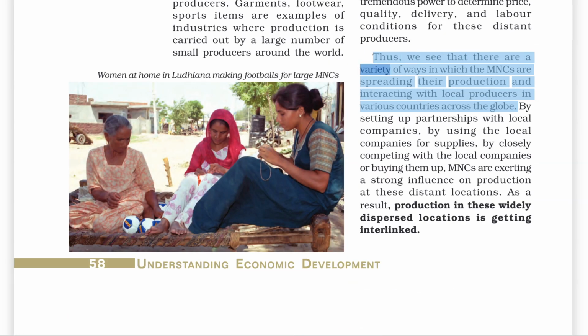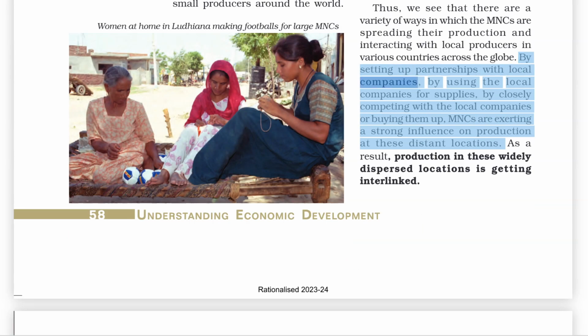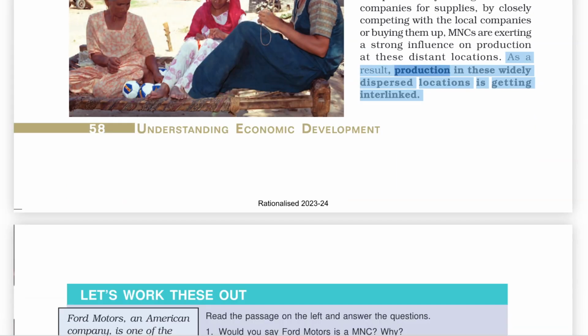Thus, we see that there are a variety of ways in which the MNCs are spreading their production and interacting with local producers in various countries across the globe. By setting up partnerships with local companies, by using the local companies for supplies, by closely competing with the local companies or buying them up, MNCs are exerting a strong influence on production at these distant locations. As a result, production in these widely dispersed locations is getting interlinked.